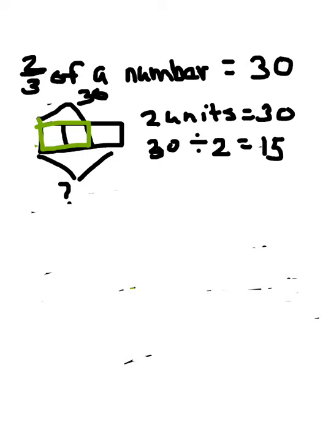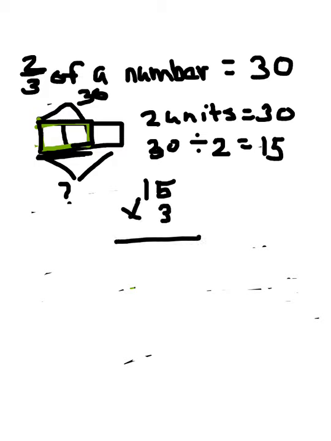Now I divided the 30 by 2 because we're looking at these 2 sections, and I know that altogether that's equal to 30 if we look at just these 2. Now, I know that I need 3 sections to include the whole. So I'm going to multiply 15 times 3 to get my answer.